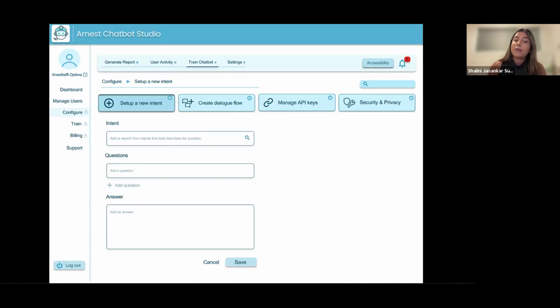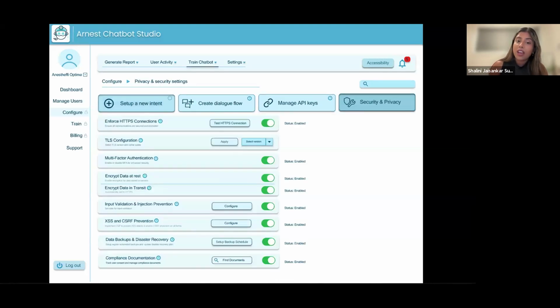The next slide is configure, where only authorized personnel can access this feature. It involves setting up the environment, defining parameters, and configuring how the model should behave or interact with the data. This includes setting up intents, adjusting thresholds, managing API keys, and configuring privacy and security settings. Under security and privacy, we have toggle switches for every setting, including multi-factor authentication, data encryption at rest and in transit, enforced HTTPS connection, and so on. These are just for presentation purposes. This may actually differ when we are launching the product.